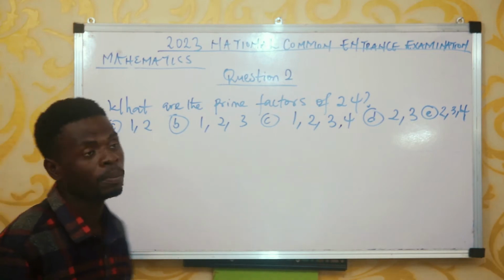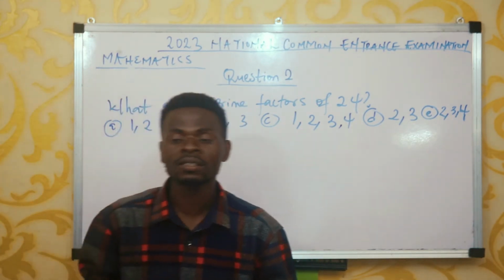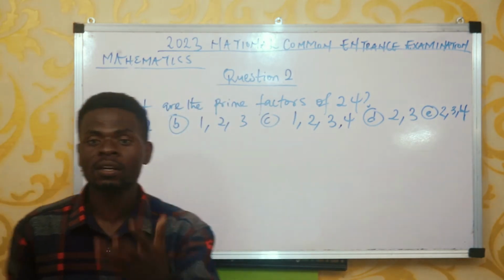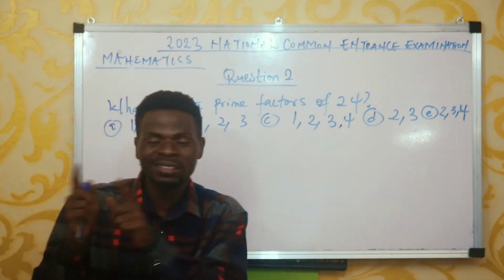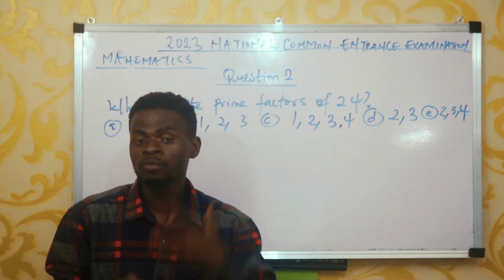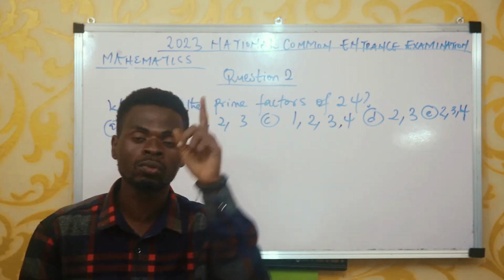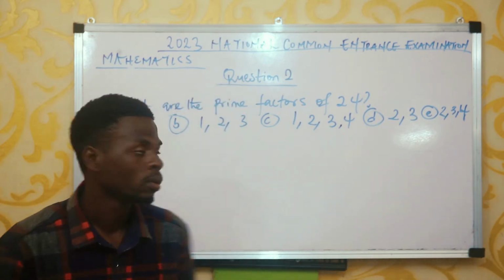Don't forget that our prime factor starts from 2, which means that it can only divide itself and 1. No other number can divide it. That is, if you have 2, it's only 2 and 1 that can divide 2. That's 2 divided by 2, 1. Then 2 divided by 1 is 2. Take note of that.